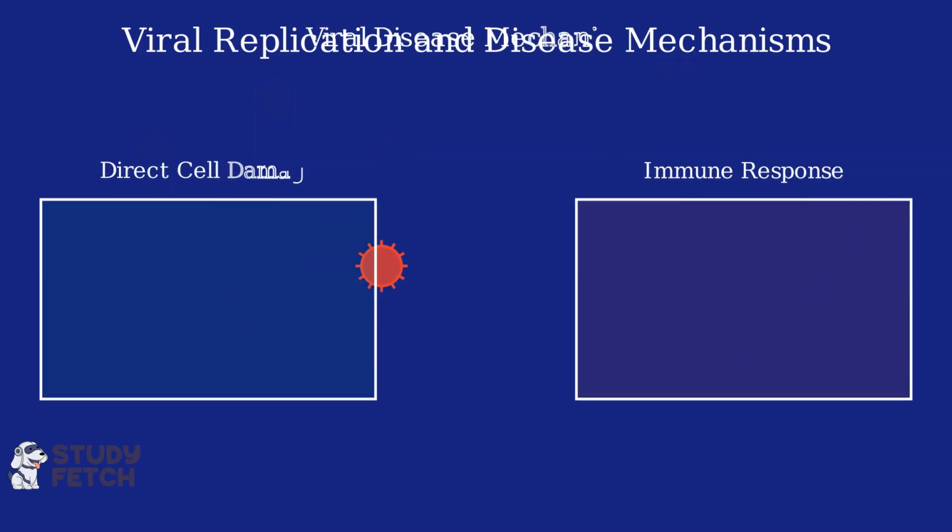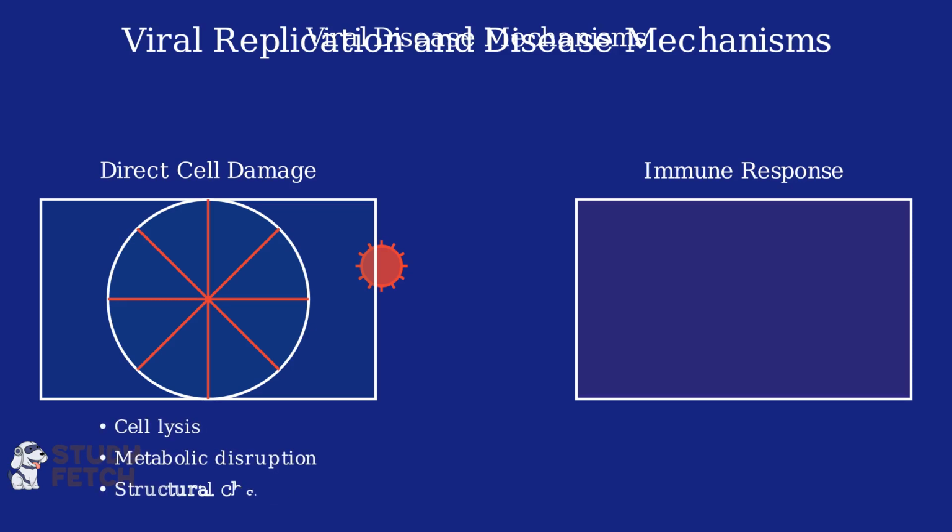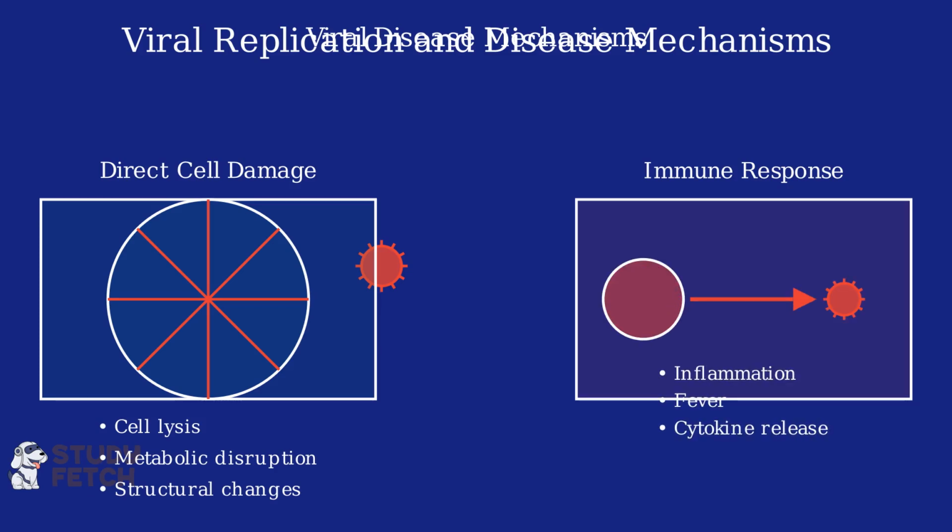Viral diseases manifest through two main mechanisms. Direct cell damage occurs when viruses disrupt or destroy host cells, causing structural and functional problems. The immune response can cause symptoms like inflammation and fever as the body fights the infection.